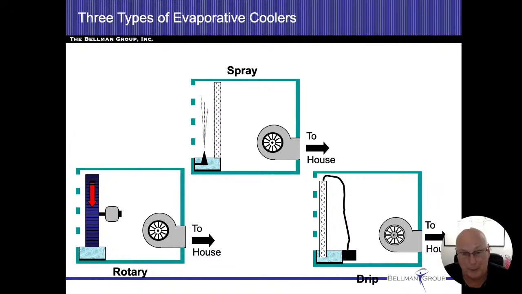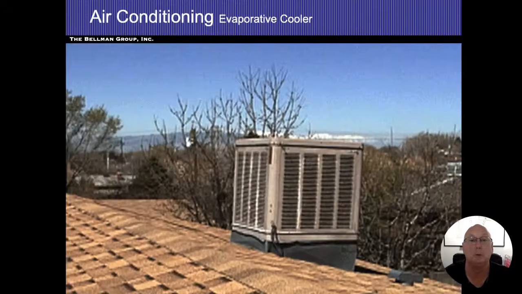These are usually installed up on the roofs of homes, and this is actually what one looks like up there. So the moisture is going to go into that fan. Air is going to come from the outside and then blow it throughout the house. So they're big units that we end up seeing.